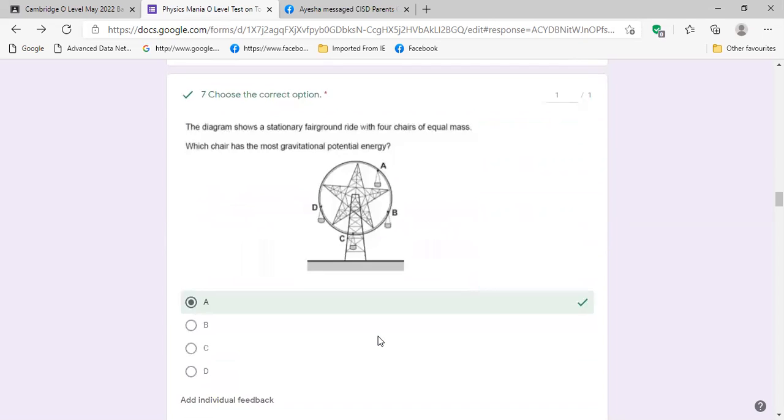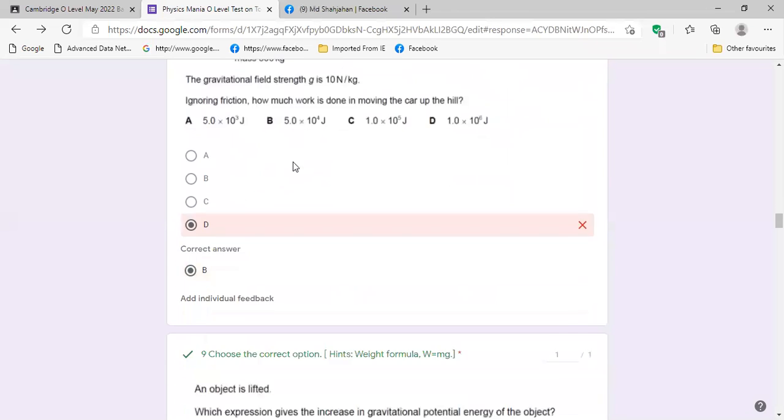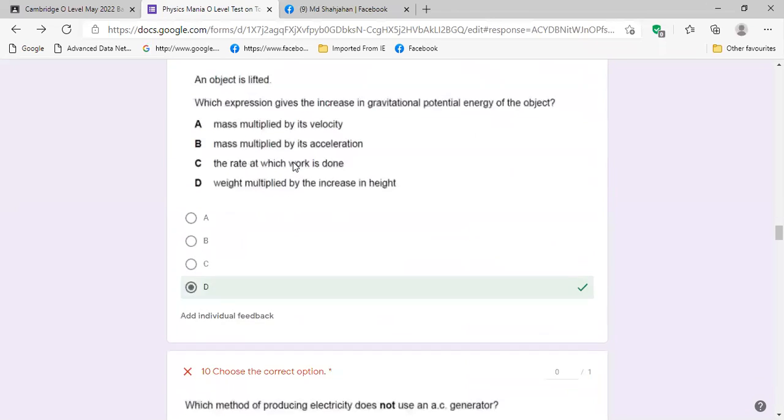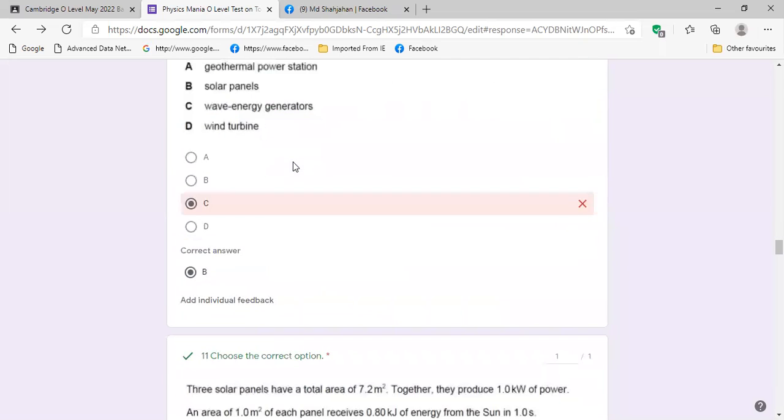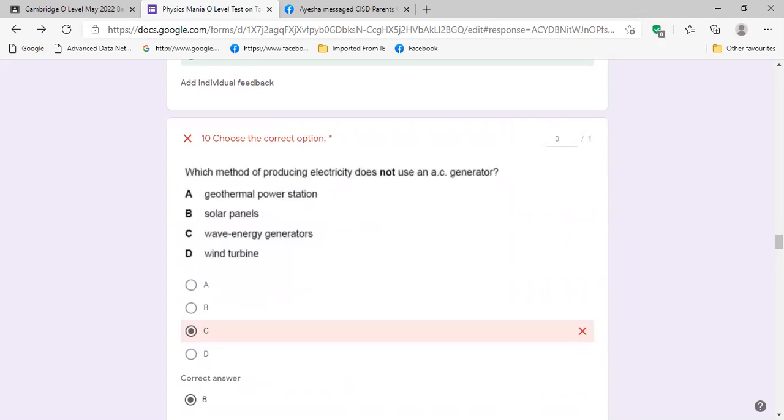Then 8 we already discussed, right, Lamisa? And we sent the screenshot in the group. For 8 we sent the solution in the group. Then 10. We discussed 10 now. Can you read it, Lamisa? 10.